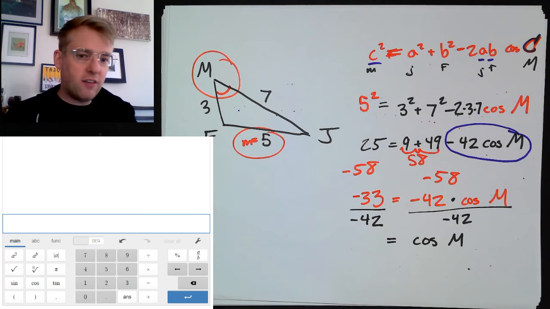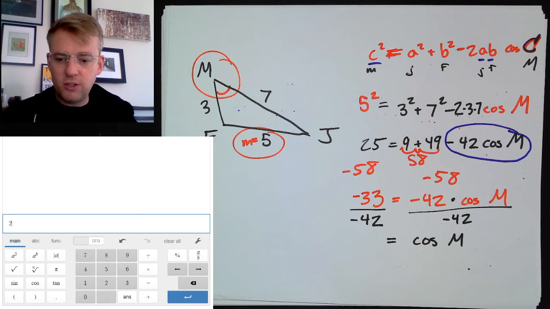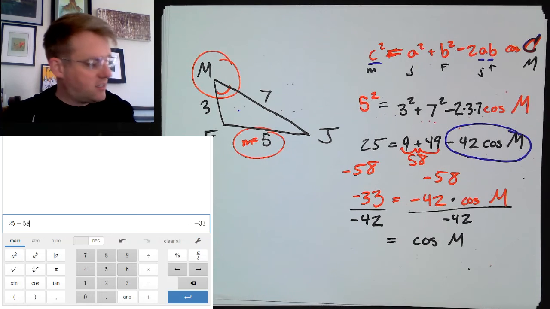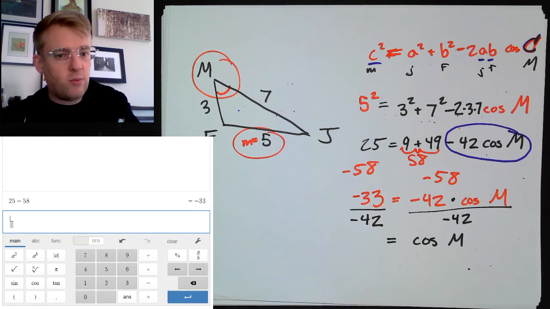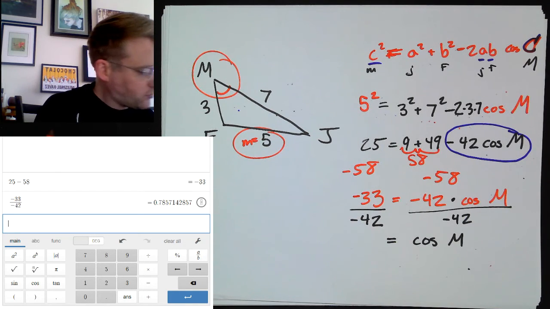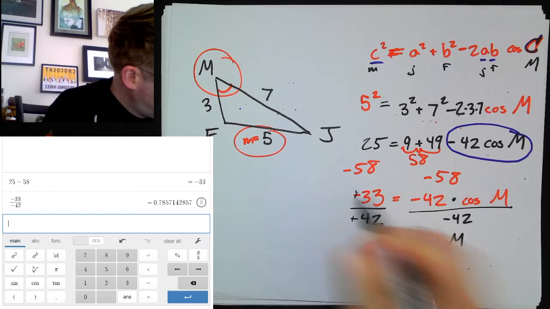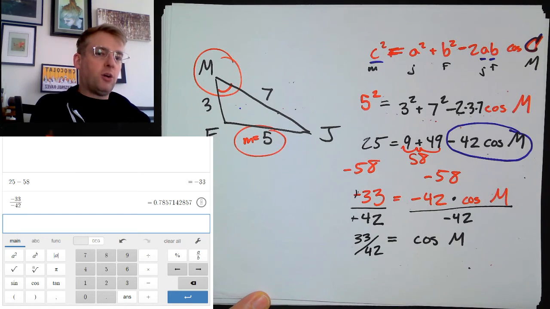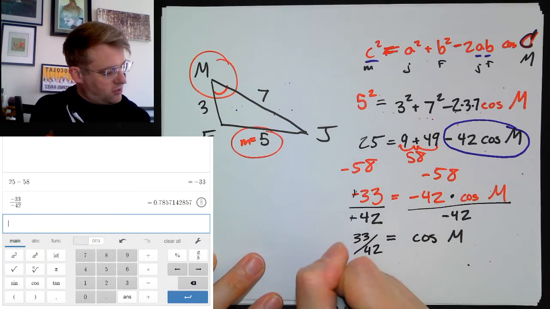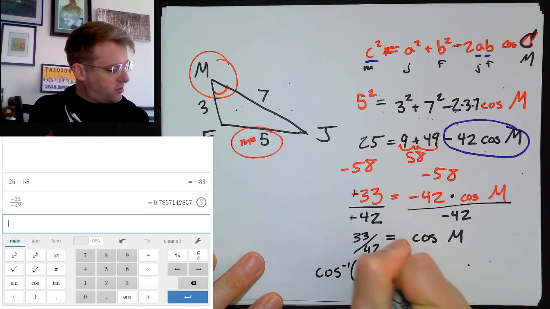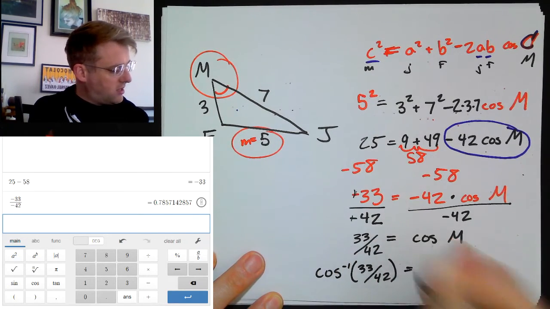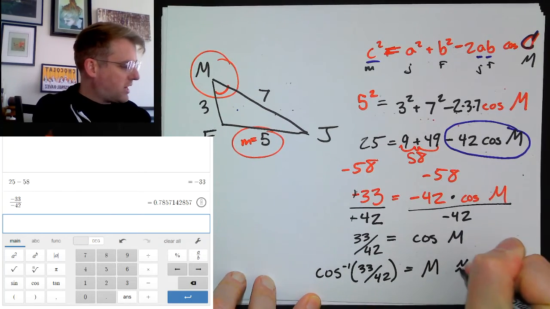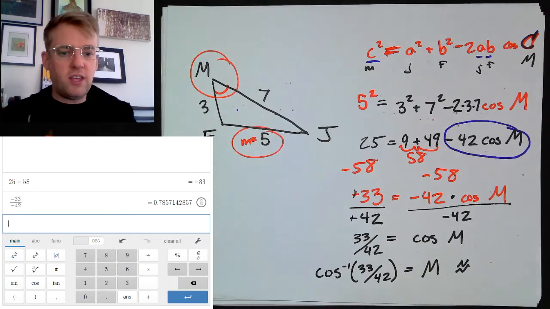I'm not feeling particularly confident today in my ability to subtract, so I'm just going to double check. 25 minus 58 is negative 33, thank goodness. And when we divide negative 33 by negative 42, we get a gross decimal. It is a positive number, so 33 over 42. And now to find angle m, we're going to take the inverse cosine of both sides. So cosine inverse of 33 over 42 is going to be m, which will be approximately equal to what we get out as a decimal when we keep that in here.